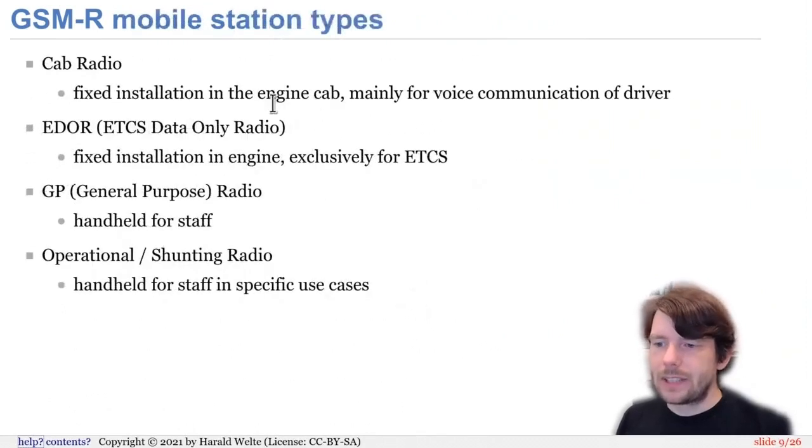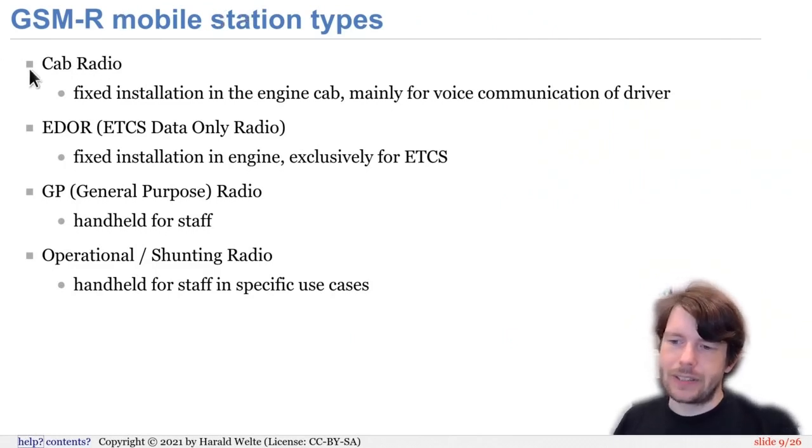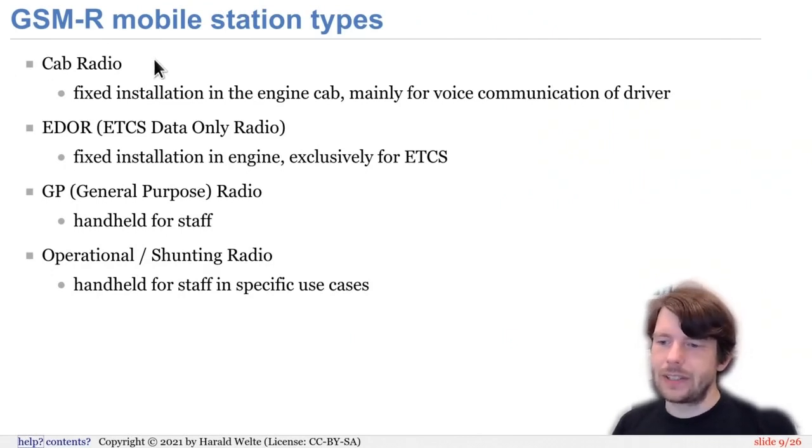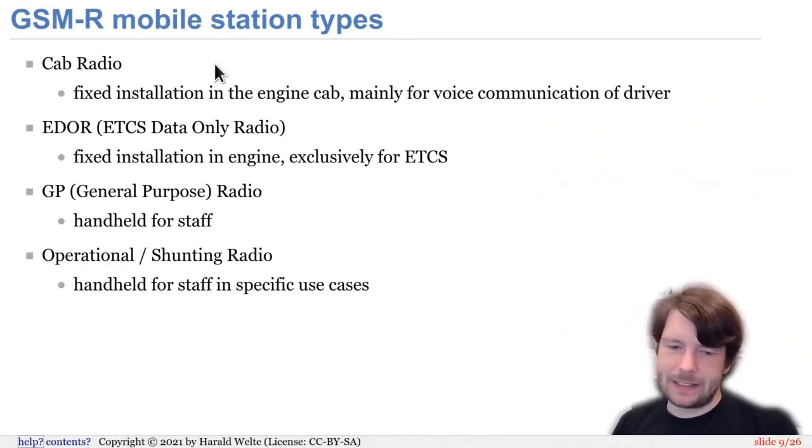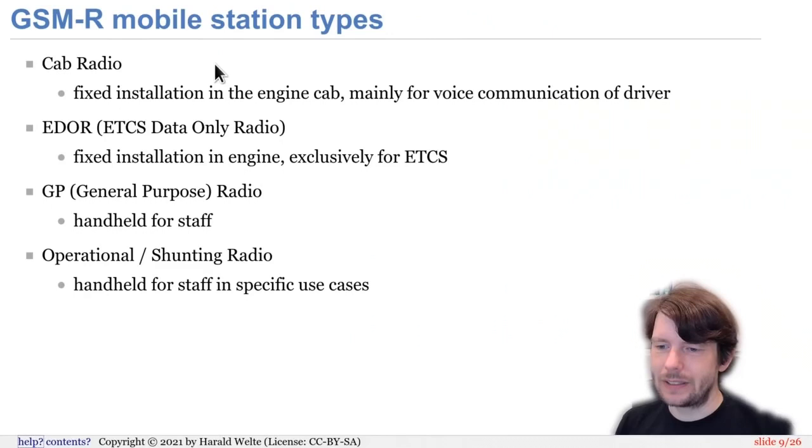So what kind of mobile station types do we have in this network? A mobile station is, of course, the terminology for phone or any user equipment that people have. First of all, there's the cab radio, which is a device with fixed installation in the engine cab, mainly for voice communication of the engine driver in the engine of the train. It's typically like a 3U 19-inch subrack, so it's not like a small handheld device, and it has some kind of display or screen and buttons, so you can interact with it from the cab.